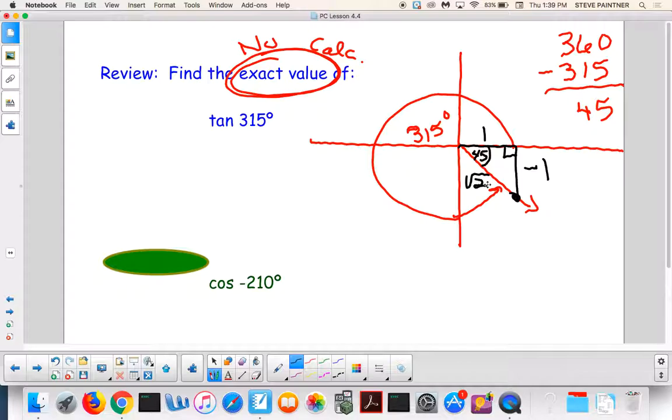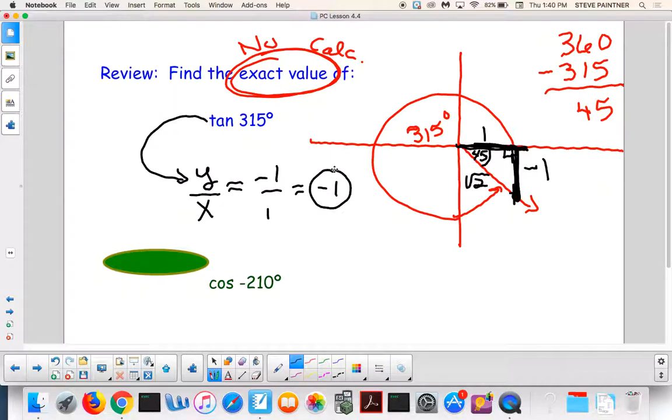And it's tangent. You're in the 4th quadrant, so what's your answer going to be? Positive or negative? It's negative. But you should know that anyway, because tangent is just y over x. Which one's y? This one's y, and this one's x. So it's negative 1 over positive 1. So the answer is?